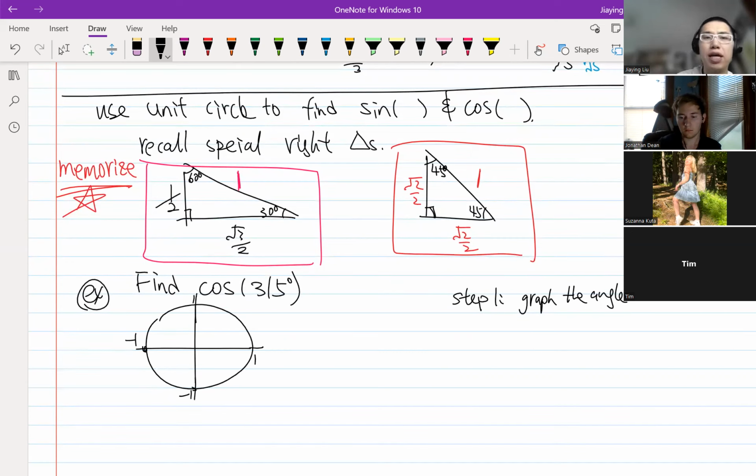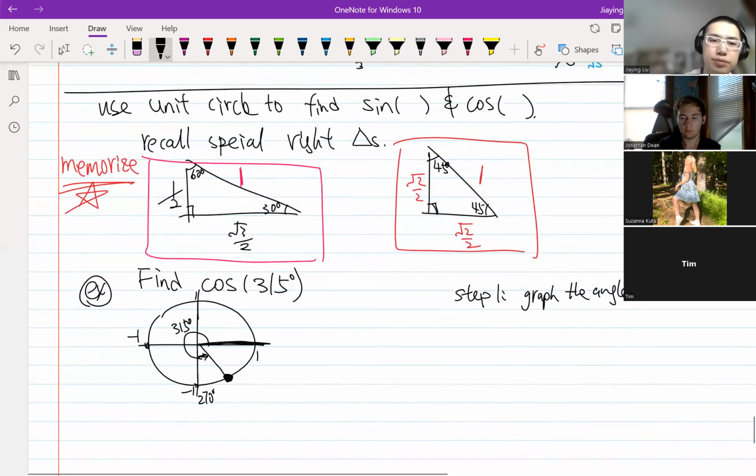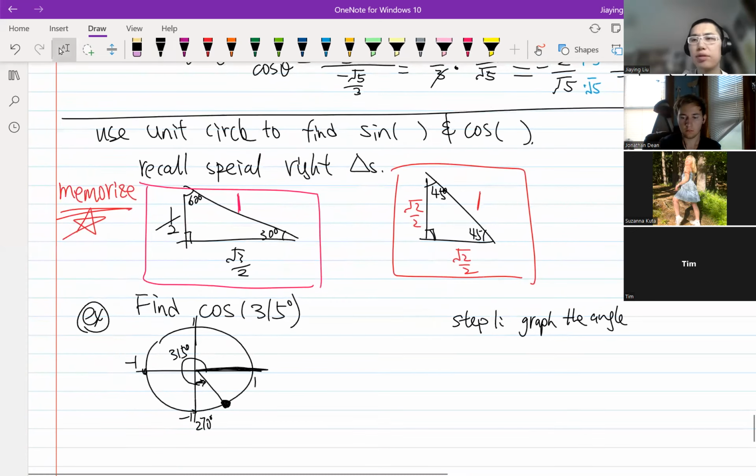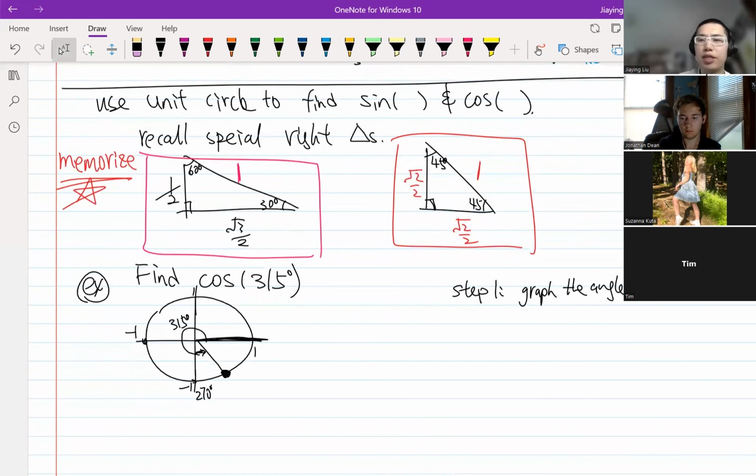So if we begin, it's a positive angle. So I'm going to begin with the positive x-axis. I'm going to go around almost 360, definitely more than 270. So 315 is going to be 45 degrees more than 270. So that's probably going to be here. So this point on the unit circle corresponding to this angle, that's 315 degrees. Right? So that's the first step.